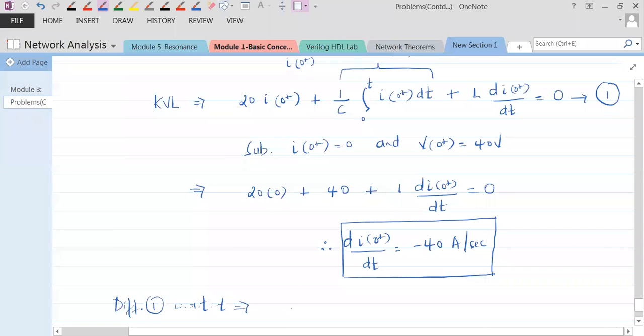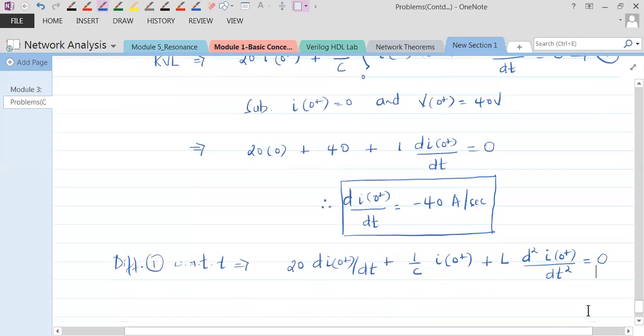It's 20 into di of 0 plus divided by dt, plus 1 by C into I of 0 plus, after differentiating the second term in equation number 1 would reduce to this. Plus L into d square I of 0 plus divided by dt square. So this is how the third term is going to look.